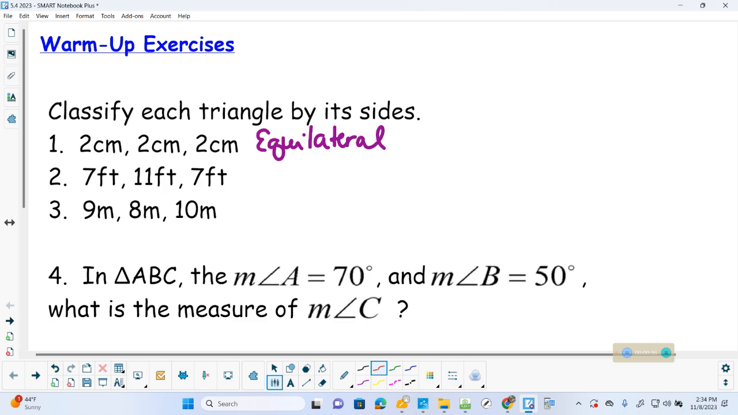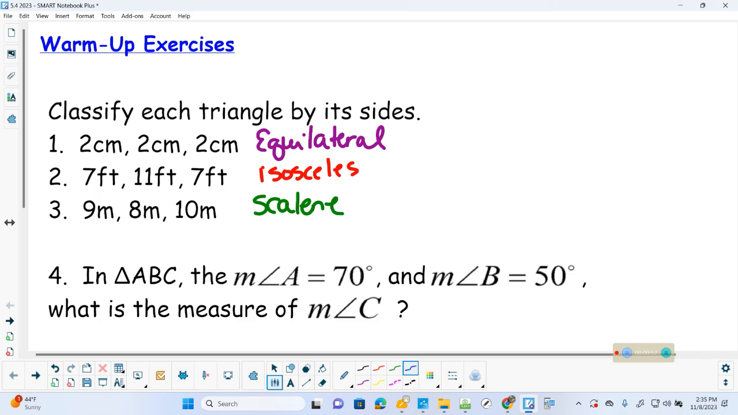Okay, 2. You've got 2 congruent sides. What do we call that? Isosceles. All right, and number 3. None of the sides are the same. What do we call it? Scalene. Got it.